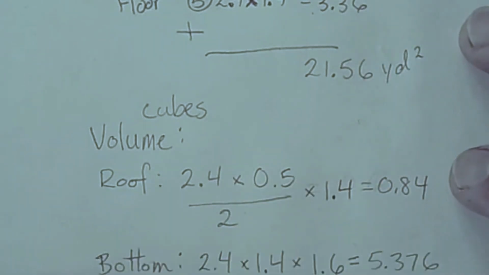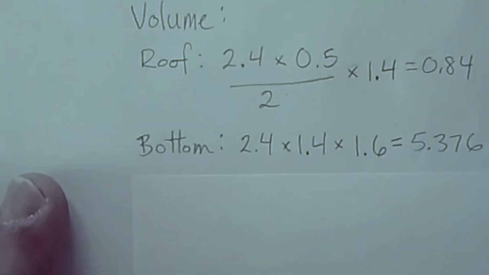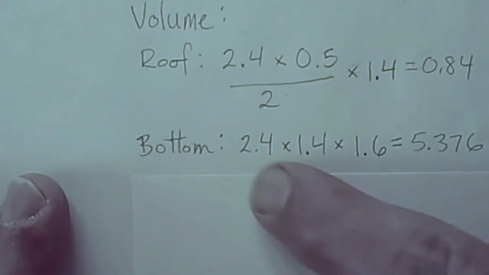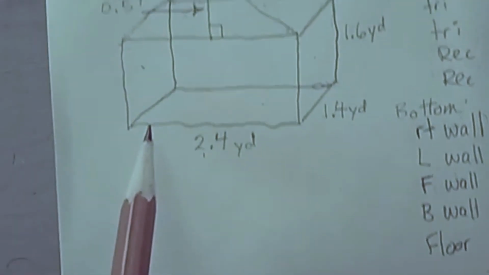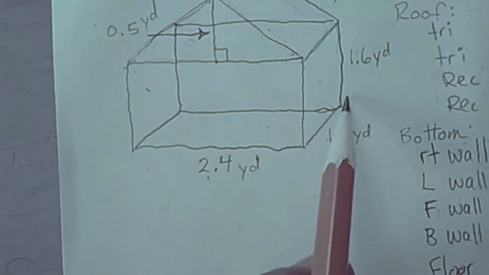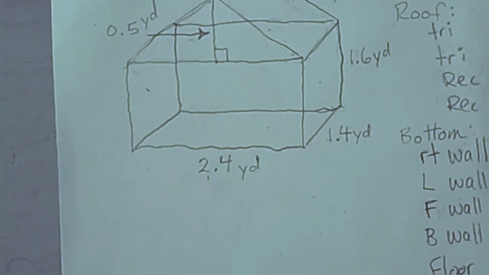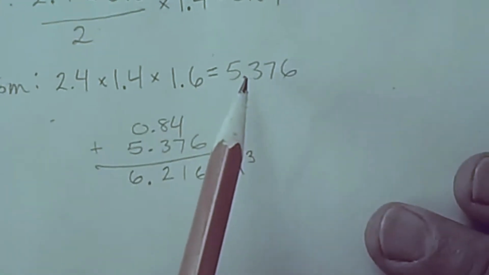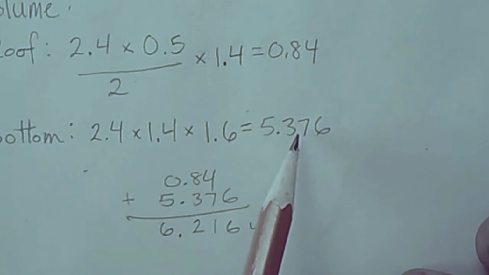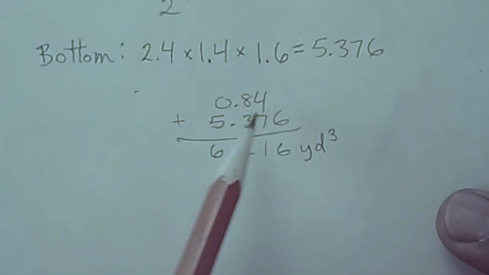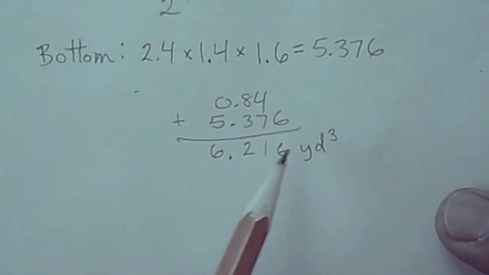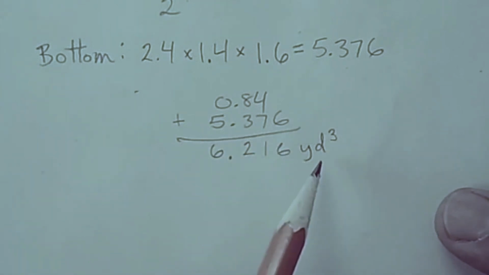Now the bottom part is super easy. That goes back to like third or fourth grade, where we have length times width times height, and that's all I did. 2.4 times 1.4 times 1.6. And there we have 5.376. Then the total volume is the sum of these two, so I added them up, 0.84 plus 5.376, and you get 6.216 cubic yards.